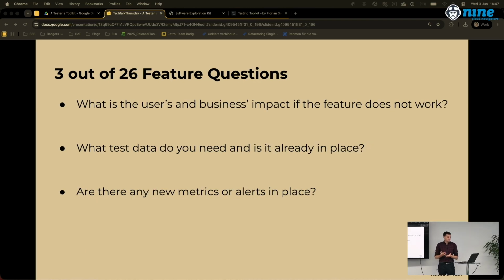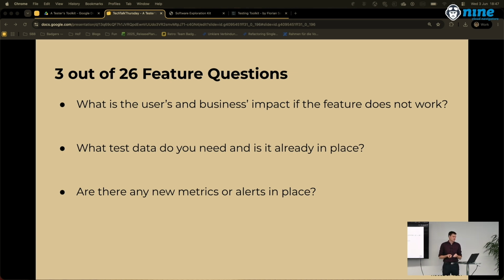I also have a questionnaire for new features or changes with 36 questions, and three of them are: what are the users and business impact if this feature doesn't work? Are the people blocked? Is there a workaround if it does not work? Is the feature not important at all, and 89% of the people will not notice it because they don't use it?